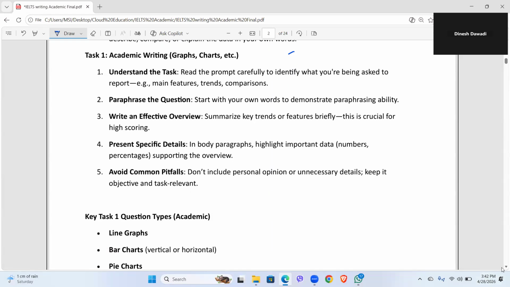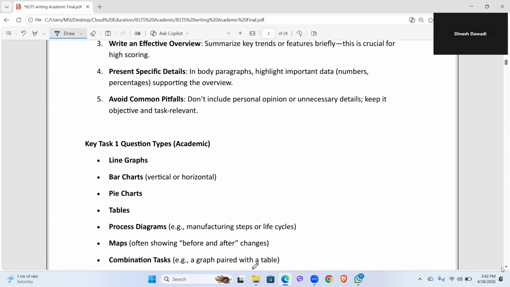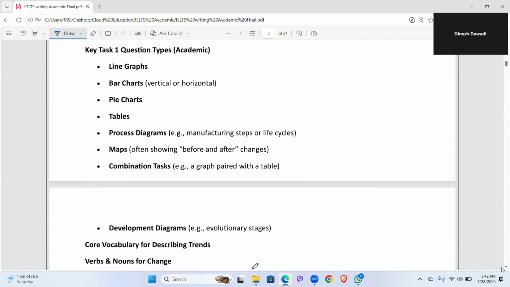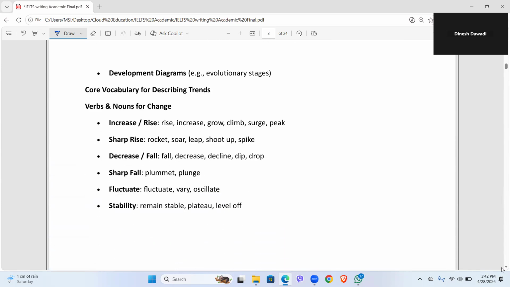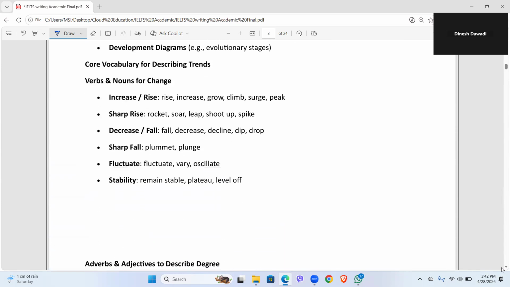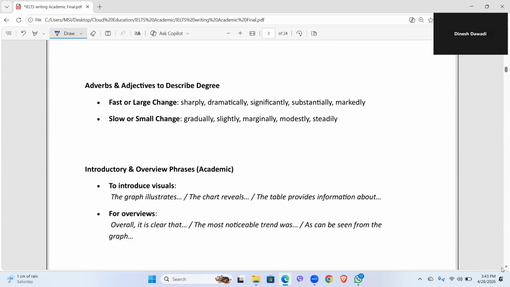We're talking about this. These are the types of figures in writing task 1. Normally we get line graph, bar chart, pie charts, table, process maps, combination, and development diagrams. And there are some vocabularies. I have shared all these in the group. And use of adjective and adverb. In our writing, we need to use this kind of words, adjectives, adverbs, like dramatically, sharply, significantly. Try to use these words.